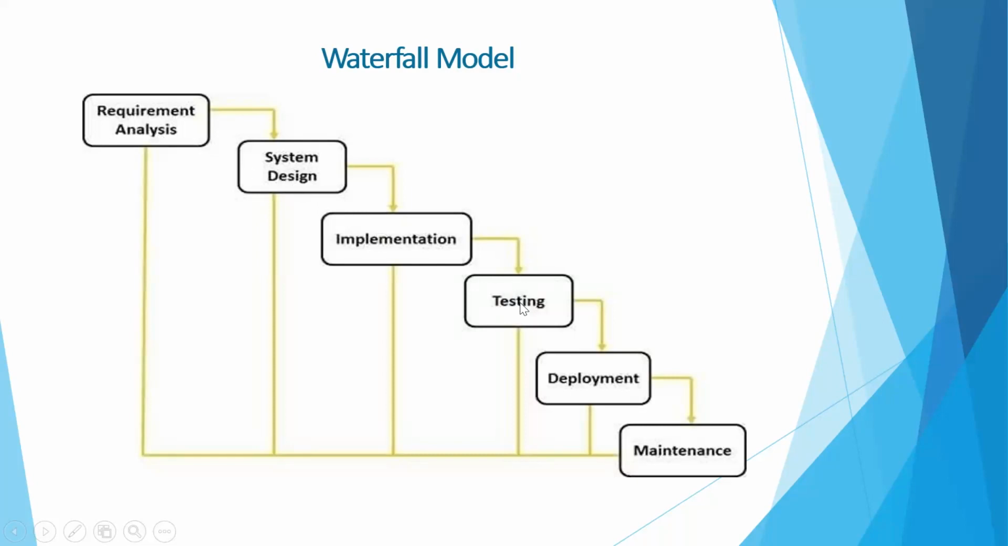So the testing team depends on the implementation phase, meaning the development team has to finish, and only then does it come to the testing phase. After the testing only, it goes to deployment. After the deployment is happening, only then does it go to the maintenance phase. So that means we have dependencies on each and every phase.